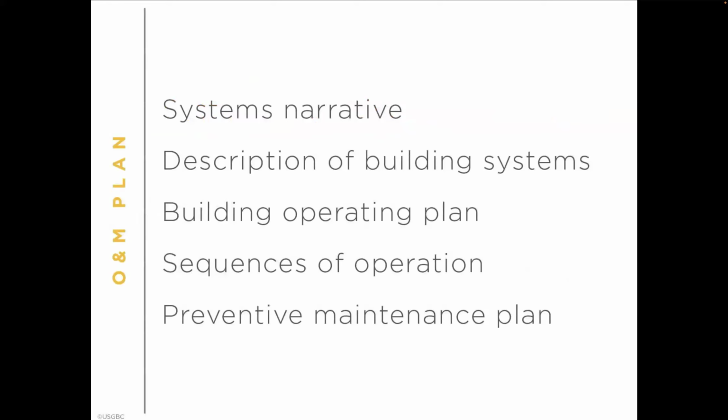Again, a system narrative, that's what I showed you just now. Description of building systems, that's like a systems schedule, a mechanical schedule, which talks about every individual system, what the model number is, how old they are, where they are. Building operation plan, sequence of operations, like when do we turn things on, what are our set points. And this big one, preventative maintenance plan.